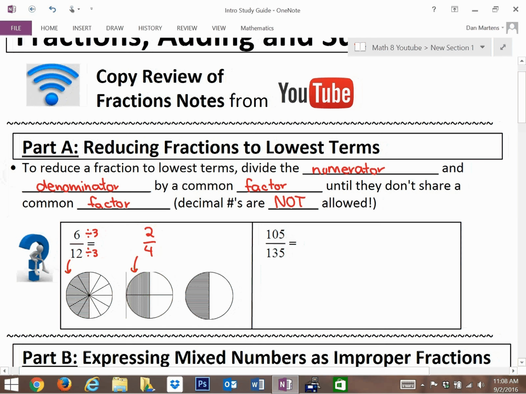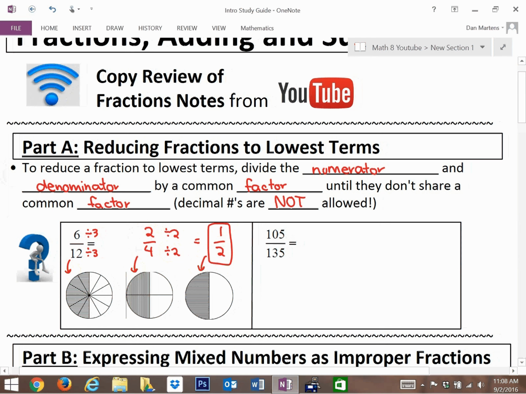I've shaded in 2 out of 4 parts. So it's equivalent to 6 out of 12, but the numbers are smaller. But that's not as small as the numbers can get. With 2 and 4, I can actually divide those each by 2 because they're both even numbers. So 2 divided by 2, the numerator divided by 2, is 1. And 4 divided by 2 is 2. And what you'll notice is that that's 1/2. And 1/2 is the lowest terms. There's nothing that goes into both 1 and 2 without making them into decimal numbers. So 1/2 is the lowest terms of that fraction.